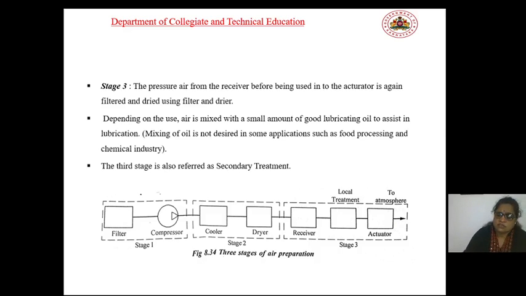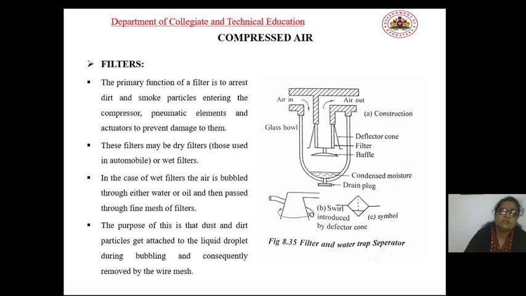This third stage is also called the secondary treatment of air. Air filters. You can observe the air filters. The figure shows the air filter. This is a filter and water trap separator. The primary function of the filter is to filter out the dust, smoke and other particles entering along with the air into the compressor, to prevent damage to the pneumatic elements and actuators.